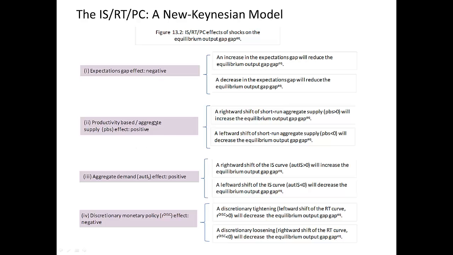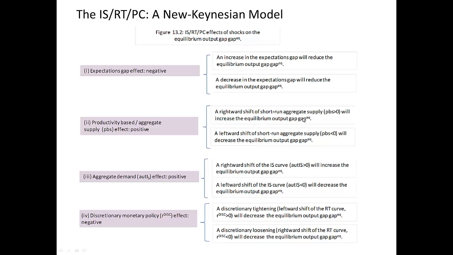In terms of productivity-based shocks, it shouldn't be any surprise that there's a positive relationship when we have a favorable shock, a rightward shift of the short-run aggregate supply curve, let's say a reduction in oil prices or a more favorable harvest, that's going to increase the output gap. Alternatively, if we have an adverse shock, that's a leftward shift of the short-run aggregate supply curve, that's going to reduce our output gap. So, for example, if oil prices go up, then the output gap will go down.